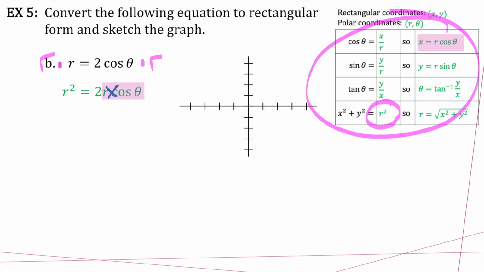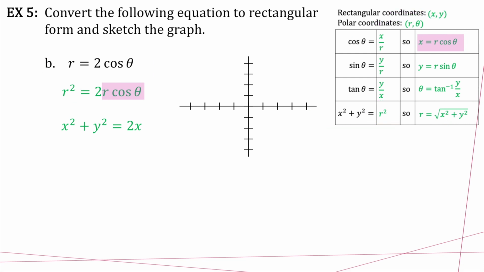So r squared equals 2x. And I know that r squared equals x squared plus y squared. So x squared plus y squared equals 2x. Oh my gosh, this gets complicated fast, doesn't it? Okay, now what the heck do we do from here? Let me clean this up. And then I need you to take a deep breath.